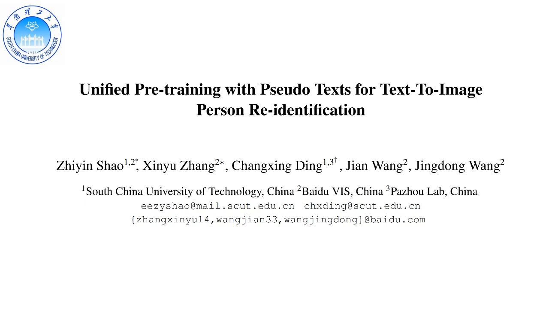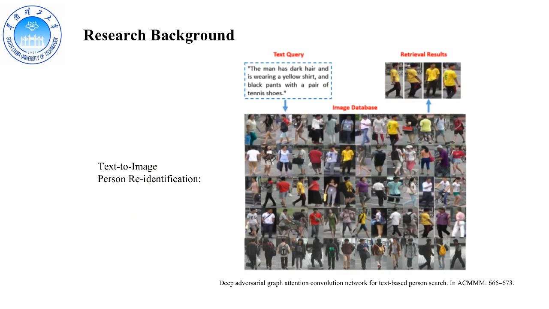Here, we want to introduce our paper Unified Pre-Training with Pseudo-Texts for Text-to-Image Person Re-Identification. Text-to-Image Person Re-Identification is a cross-modal retrieval task that searches for images of the target identity based on natural language descriptions. Compared with images, natural language descriptions are more flexible and easier to obtain under certain circumstances. The text-to-image re-identification task thus attracts much attention.